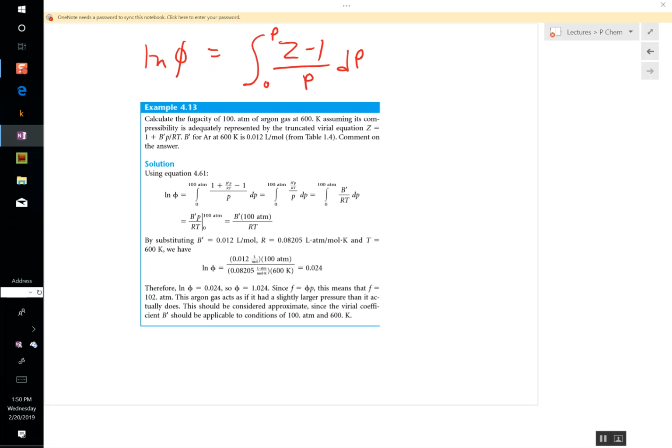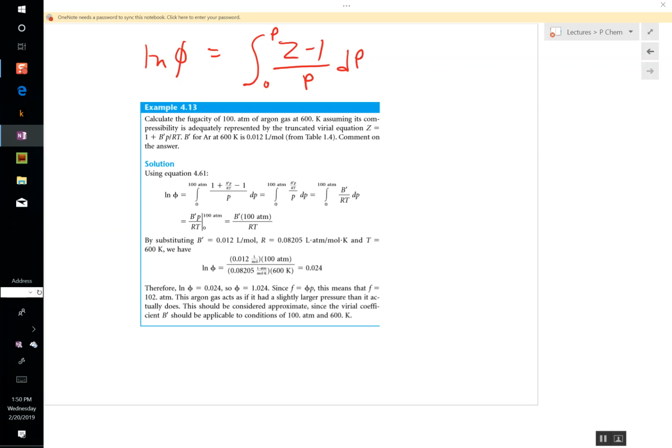and this is, you can go right in, this is example 4.13 in the book. So you have a pressure going from 0 to 100 atmospheres. Here's this compressibility right here. Now remember, it's going to be Z minus 1. So that's Z minus 1. So 1 minus 1 is 0. So this reduces to just B prime P over RT. You integrate that from 0 to 100. You get this set up here.